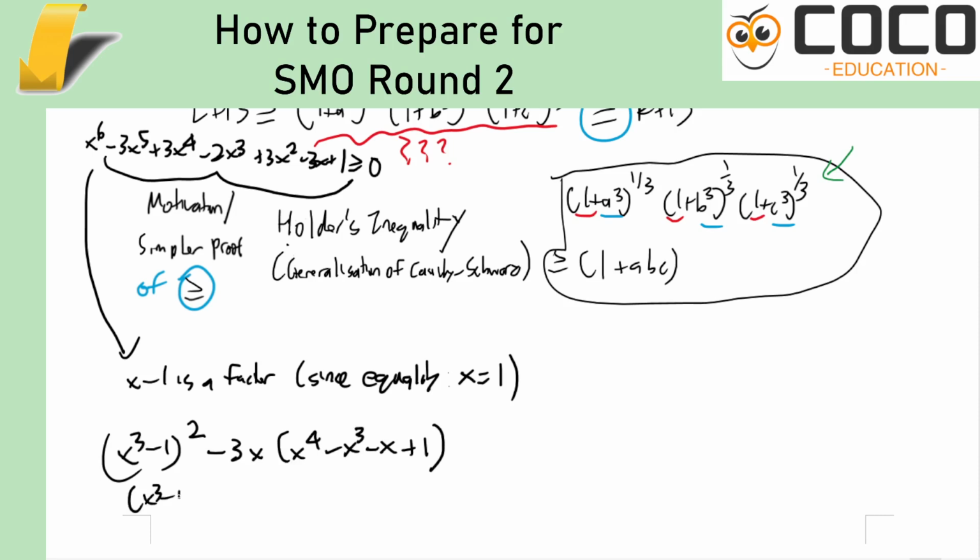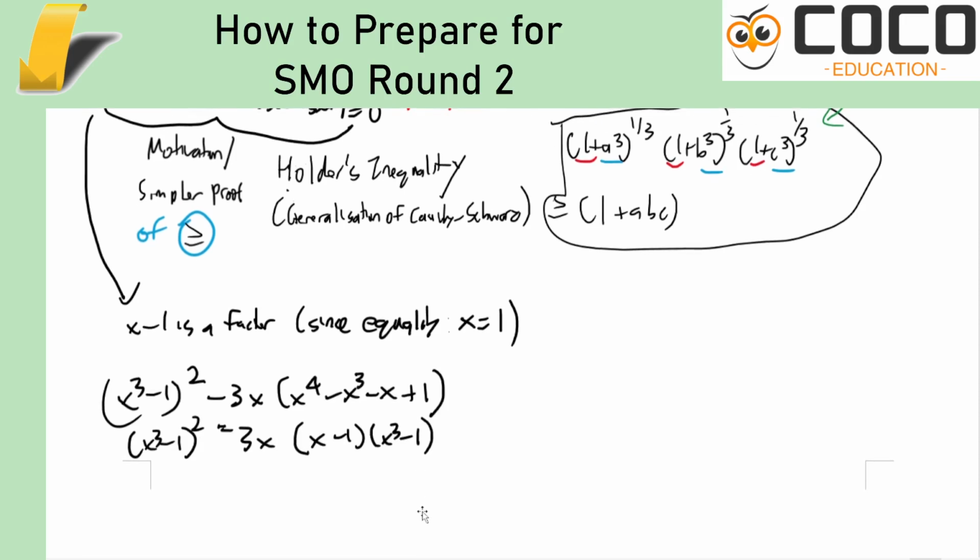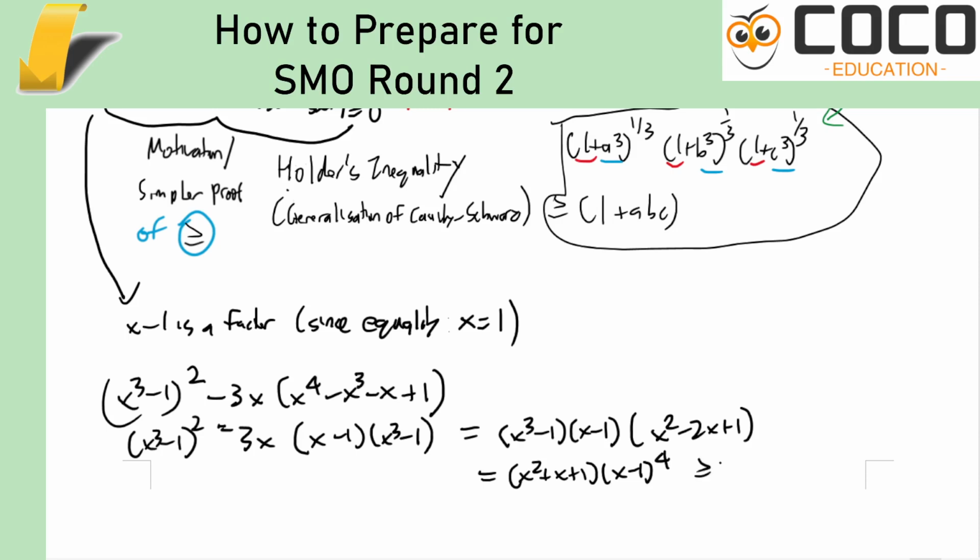And then you can actually factor out x cubed minus 1. And this will be (x minus 1)(x cubed minus 1). I believe that you would end up with something that looks like this, which is (x squared plus x plus 1) times (x minus 1) to the power of 4. And this is clearly greater than or equal to 0.